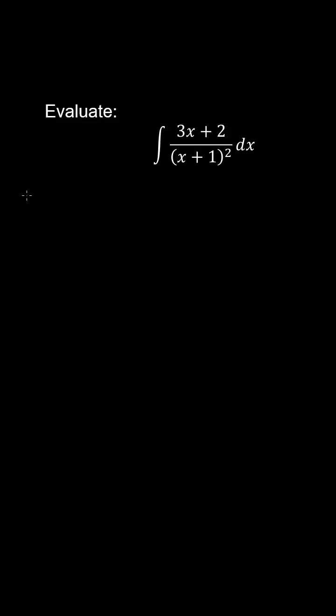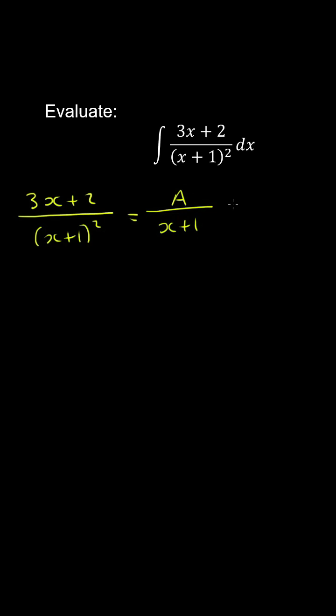Let's evaluate this integral. So we have the degree of the polynomial in the numerator is lower than the degree of the polynomial in the denominator, and we have a repeated linear factor in the denominator, so we can write the following partial fraction. So a on x plus 1 plus b on the second power of x plus 1. And now we can multiply through by x plus 1 squared.